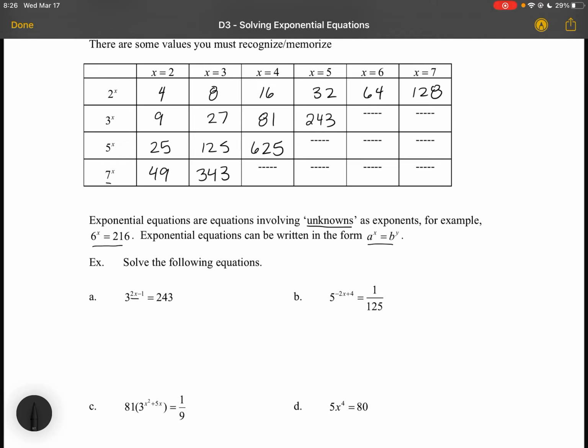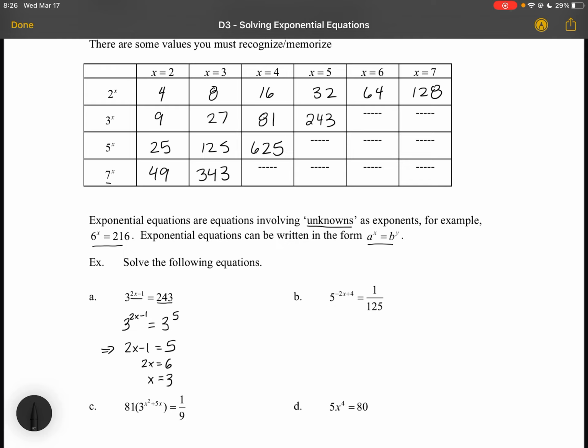So on my left side, I see that I have a variable in my exponent, which means that I've got an exponential equation. What I want to do is try and express the right side of my equation in an exponent that has the same base. If I look up at my chart, I know that I can represent 243 as 3 to the exponent 5. Now I know that since the bases are the same, my exponents have to be the same. Now I have a simple linear equation that I can solve. 2x equals 6, x equals 3.